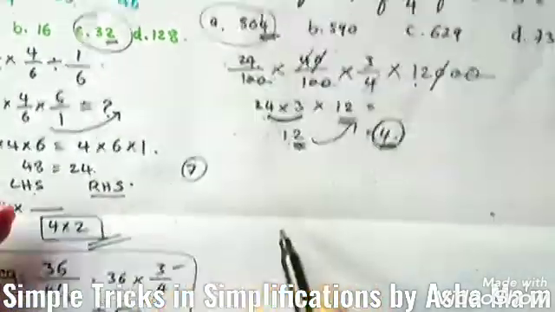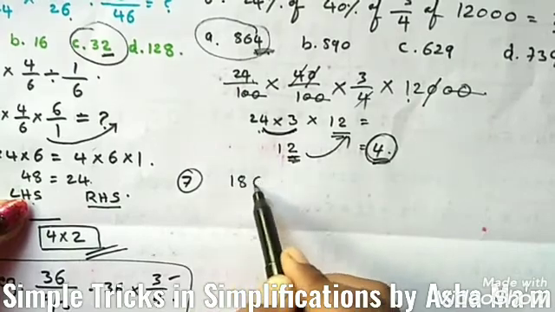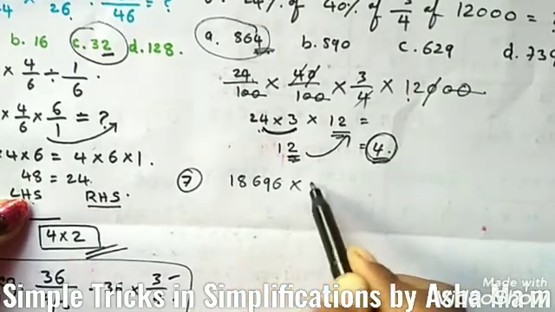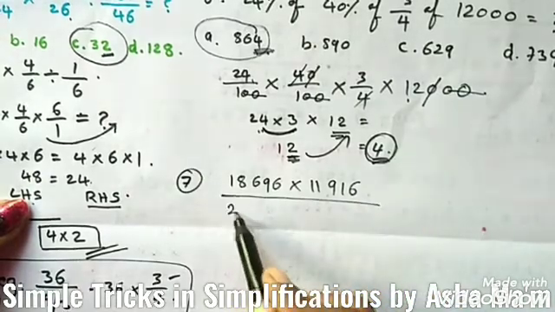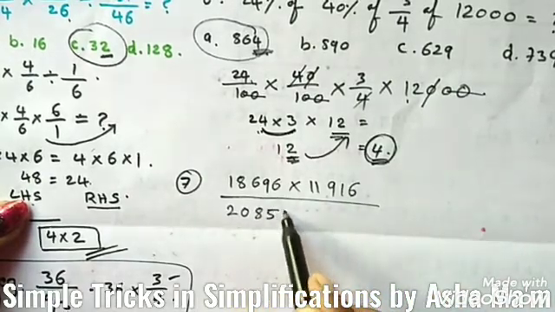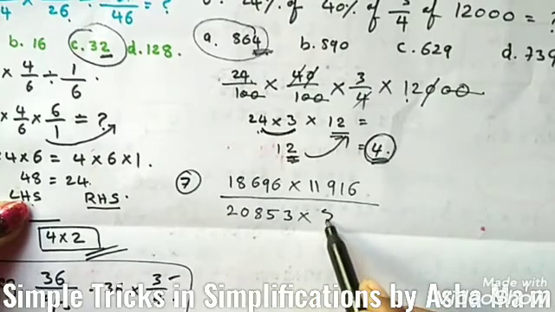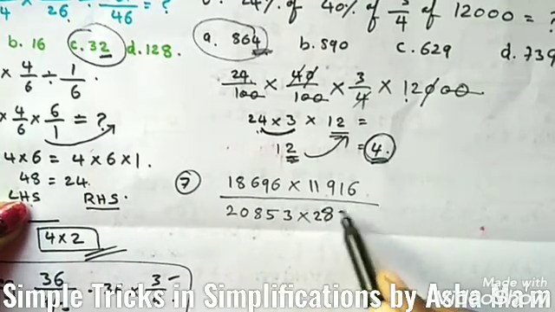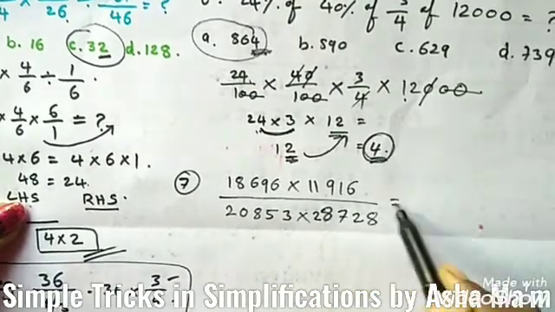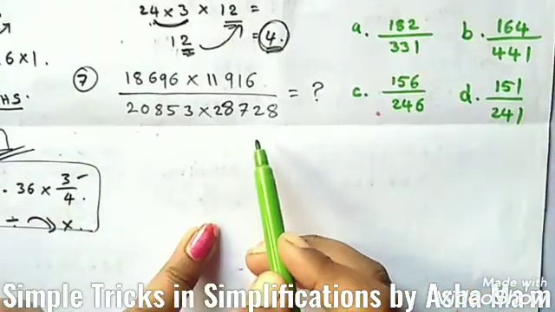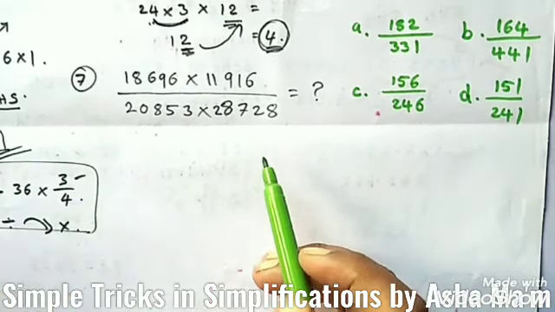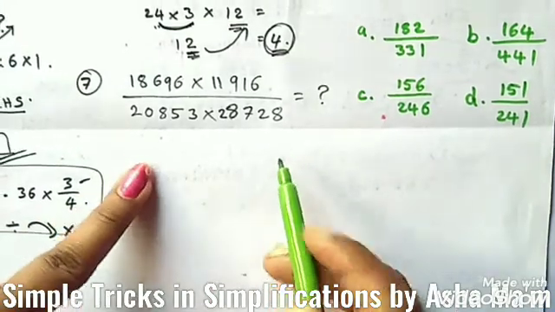Question number 7. What we have? 18,696 into 11,916 by 20,853 into 28,728 is equal to how much? These are the options here. It's not a complicated question, students. Here a very easy technique you have to follow.